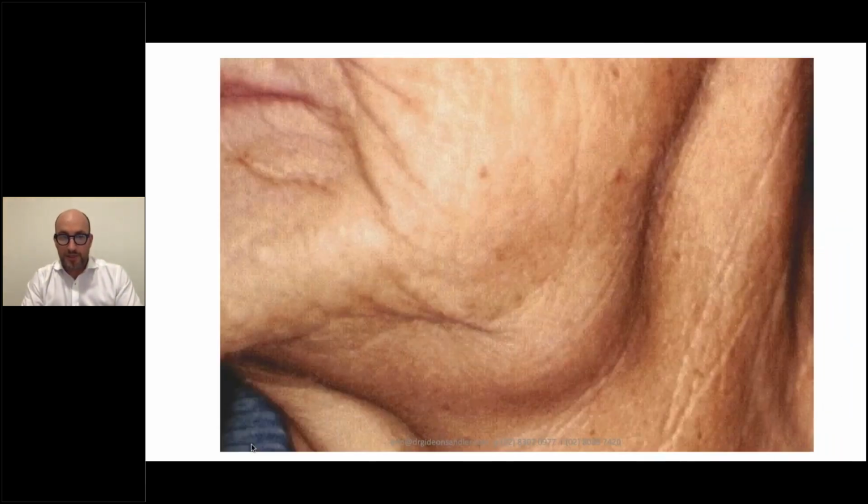This is a typical presentation. An older patient with a submandibular lump. It came on over 2 or 3 months, is painless, there are no skin changes over the top of it, and there are no constitutional symptoms.